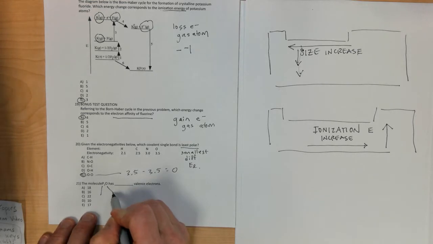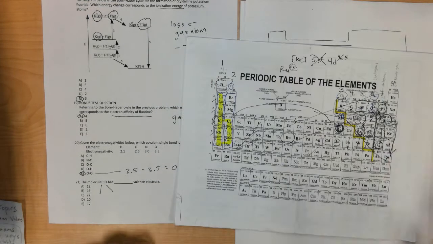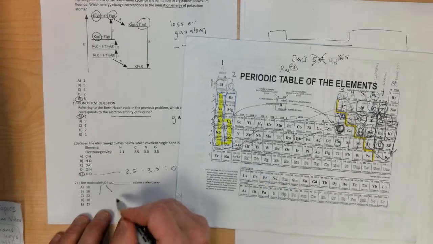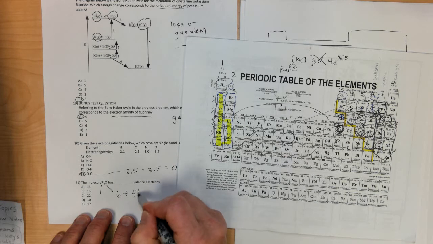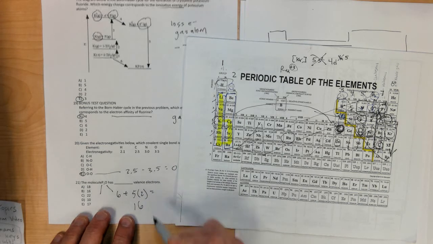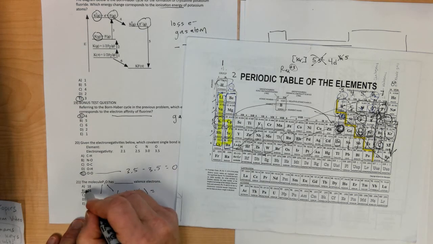Number 21, the molecule P2O has blank valence electrons. So add these up in the periodic table. Oxygen has 6 valence electrons, plus phosphorus, which has 5 valence electrons, times 2 adds up to 16, which is letter B.